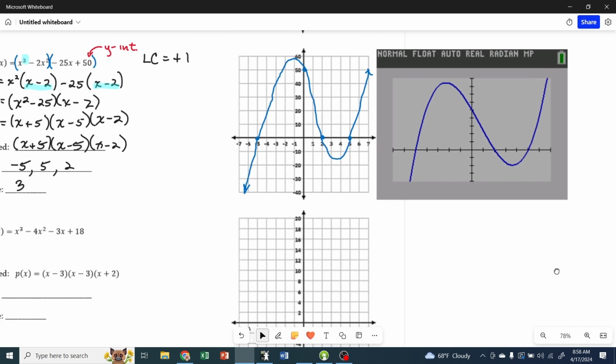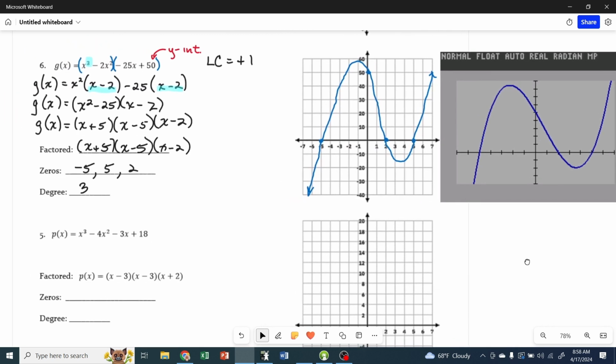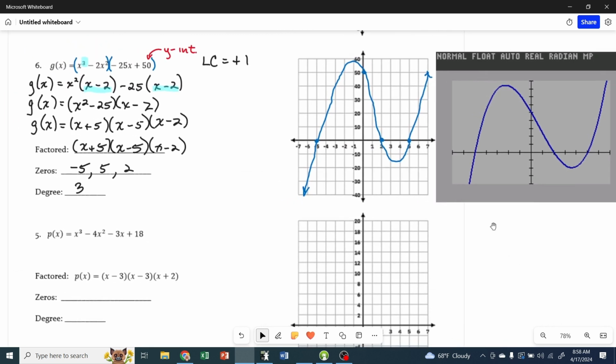And we can see here that our graph is pretty close. It's not perfect. Okay, we did sketch it, and that's all we're trying to do, is get a good sketch.